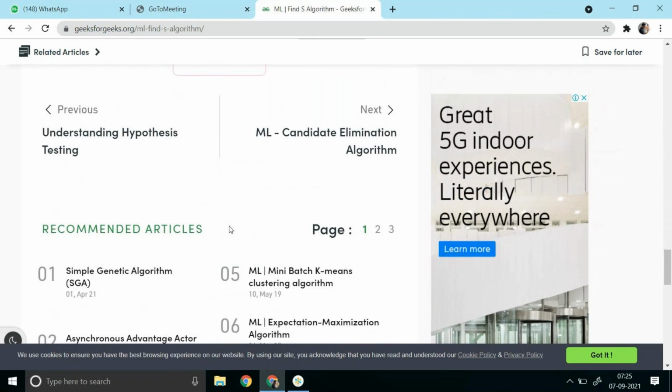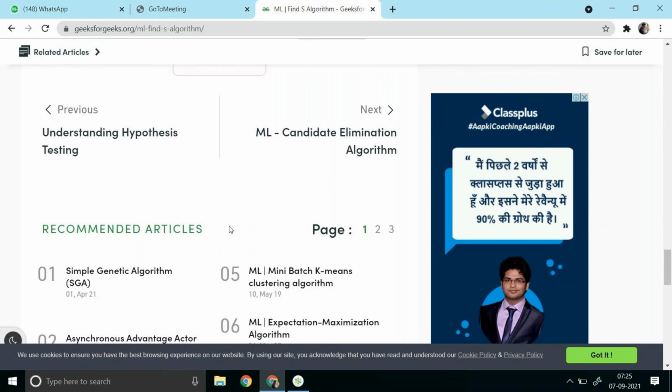One thing you remember here: when we compare with the more specific hypothesis, if the values are the same, we will not make any changes. If the attributes are different, we'll change that to a question mark. Understood now?